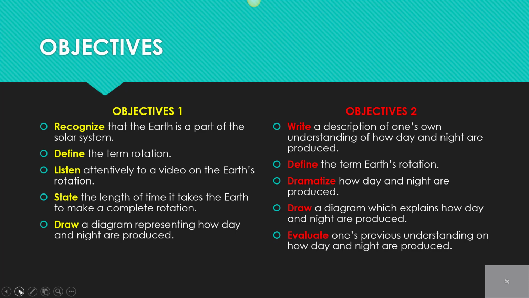All right. So writing a description and then having the students evaluate that description by the end of the lesson, I can see what's going to happen in that lesson. Dramatizing how day and night are produced, I get an idea of what a teaching strategy may be. So I can expect to see role play for a teaching strategy because the word dramatize is used. I know that students are going to draw a diagram which explains how day and night are produced. So you get a good sense of where the lesson is going with the objectives.